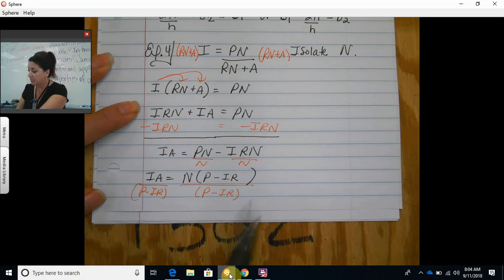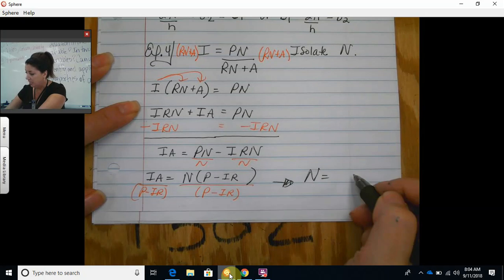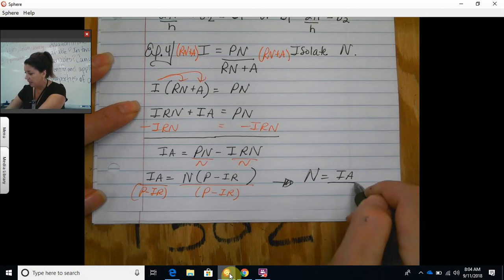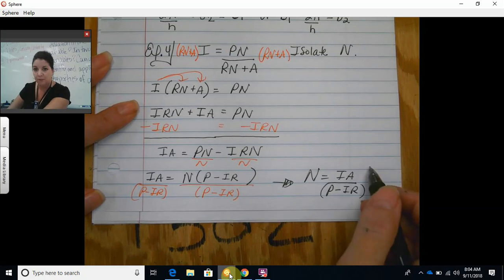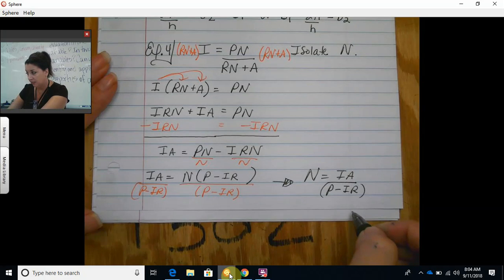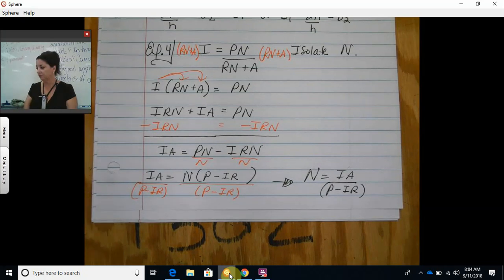So now on the right side, N is by itself. Since it's the isolated variable, I like to put that on the left side. And then I would have IA divided by P minus IR. I cannot cancel those I's out because I have a monomial in the numerator, a binomial in the denominator. So I can't just pick out parts. If I had a monomial divided by a monomial, I could just reduce parts. But monomial divided by binomial, I can't do that. N's by itself, nothing else we can do. Good to go. Is everybody okay with that?